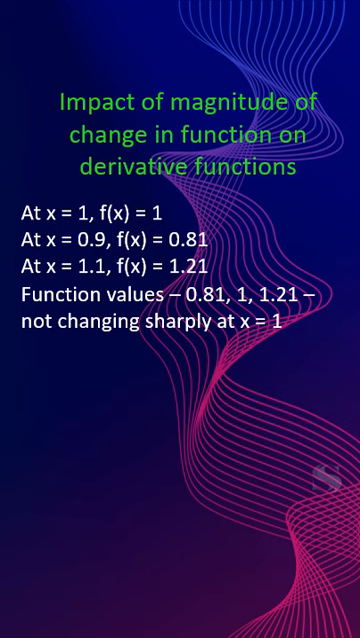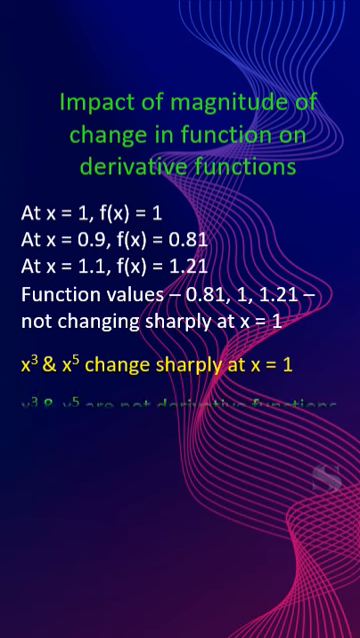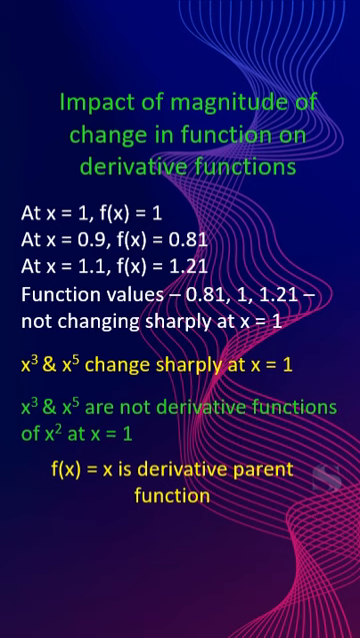We can see from the graphs of x cubed and x raised to the power 5 that these have function values changing very sharply around x equal to 1. That is, the derivative function cannot be a curve such as x cubed or x to the power 5, wherein for a small change in x we have a large change in the value of the function, the y-axis. This suggests a straight line as a derivative for x squared. f(x) equal to x is the best of the three curves to represent the derivative function of x squared.